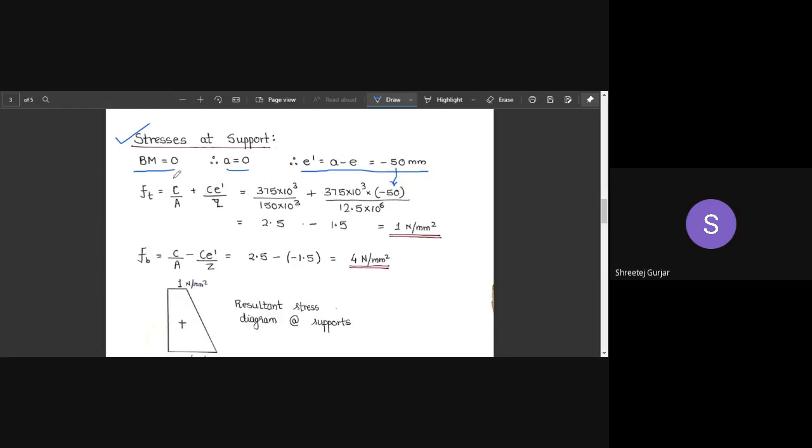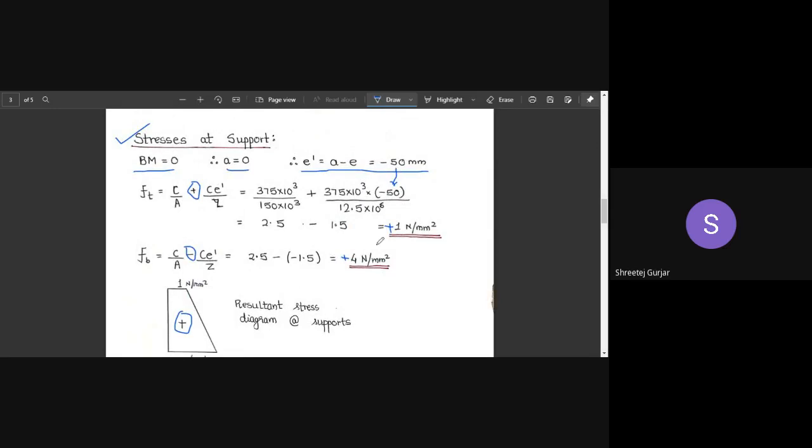So rest all things are same. C by A plus at top fiber, minus at bottom fiber, C E dash by Z. C value is same, no change in C. Only E dash value is changing. So you can observe, it is plus 1 Newton per mm square at top fiber, and plus 4 Newton per mm square at bottom fiber. This is your stress diagram at your supports, the resultant stress distribution diagram. It is plus at top fiber, plus at bottom fiber, so the overall stress diagram is also positive, right?